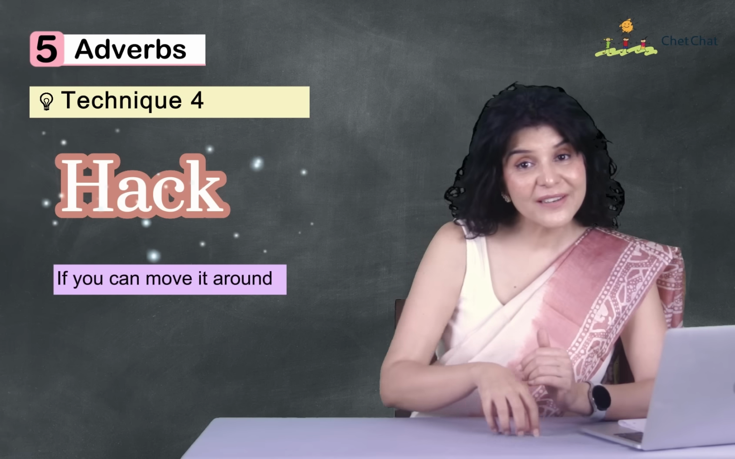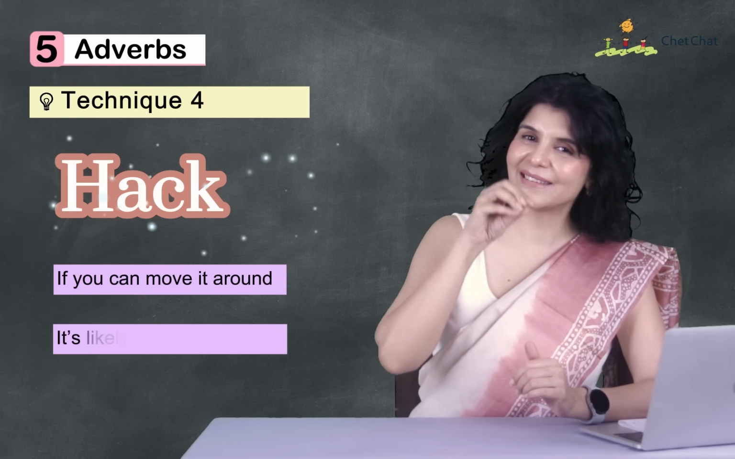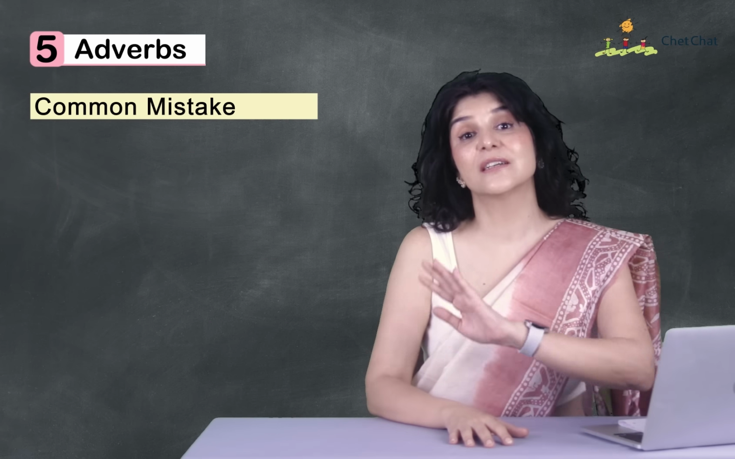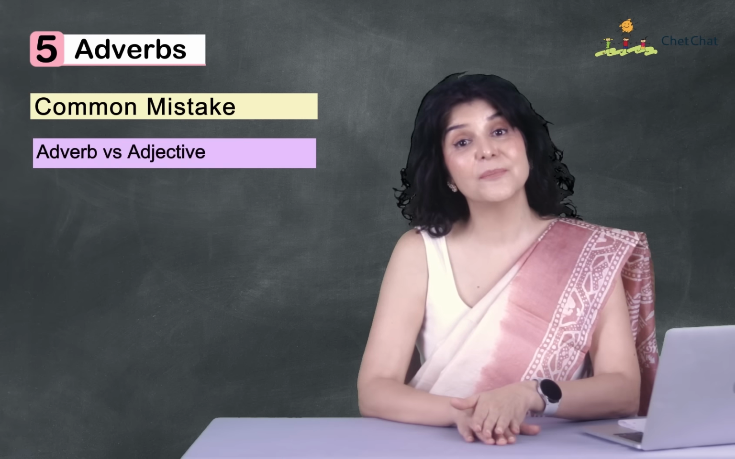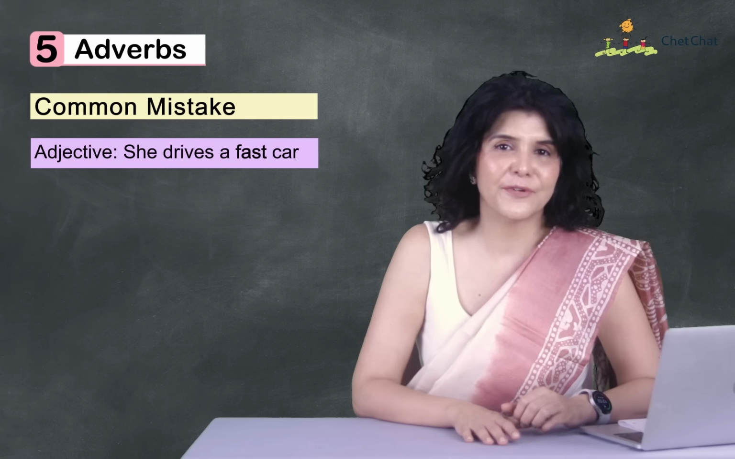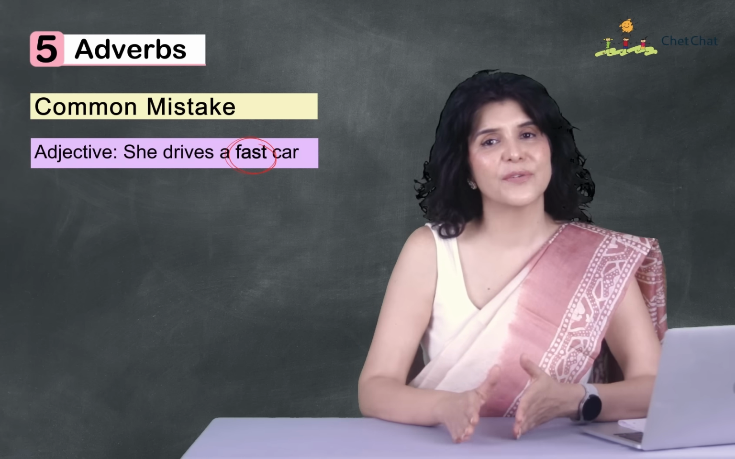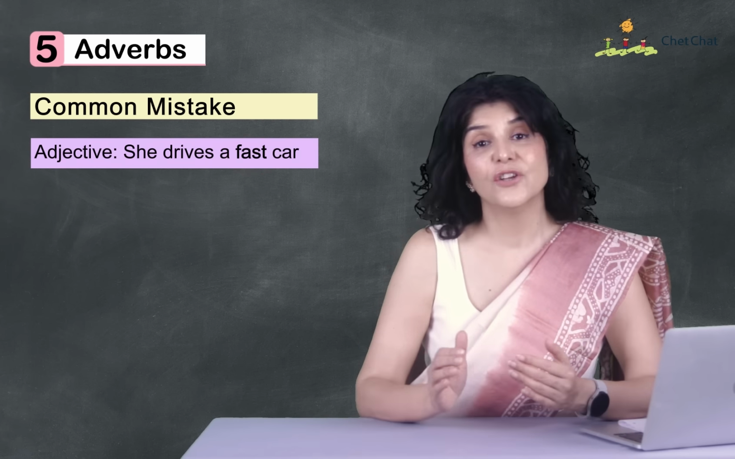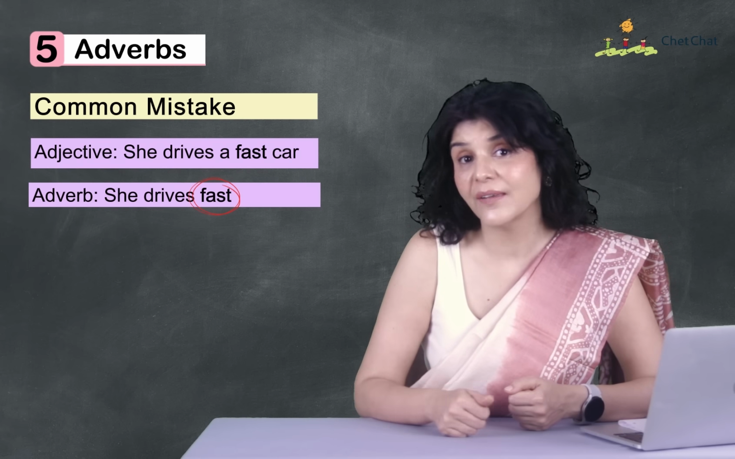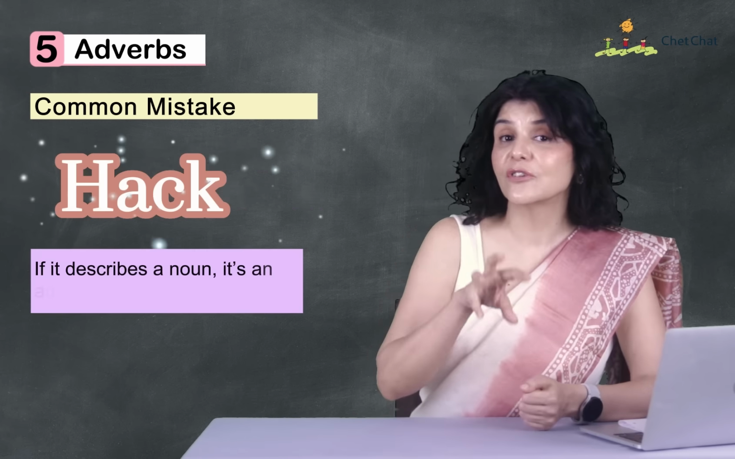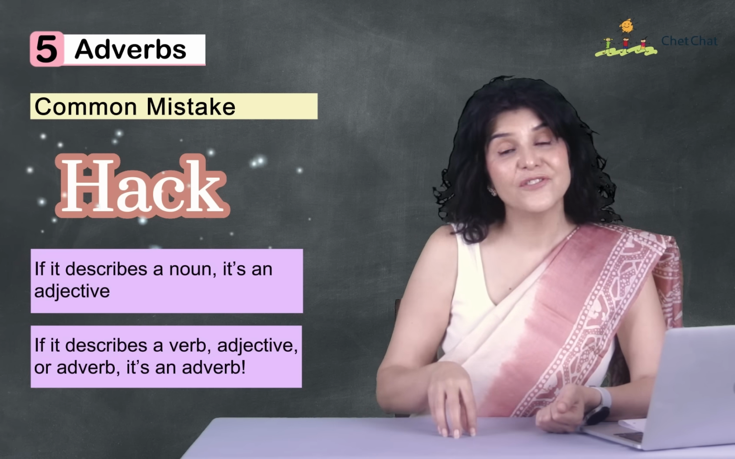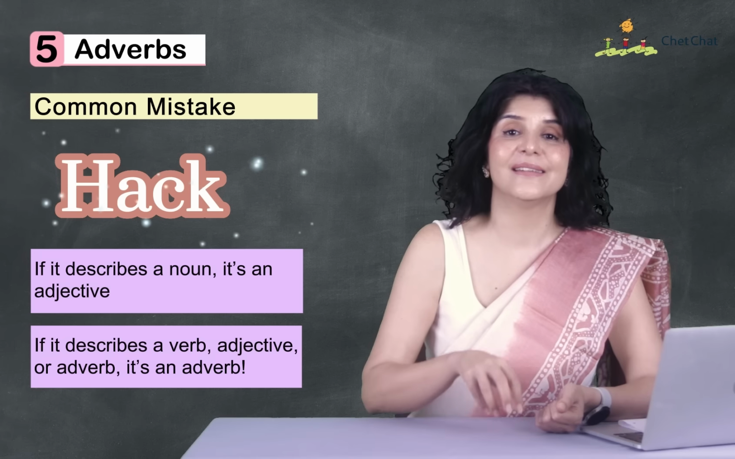Now, if you can move it around, the hack is that it's likely to be an adverb. And now for a common mistake, which is the confusion between adverb versus adjective. She drives a fast car. Fast modifies car, which is a noun. She drives fast. Fast modifies drives, which is a verb. So if it describes a noun, you know it's an adjective. If it describes the verb, adjective or adverb, then it's an adverb.